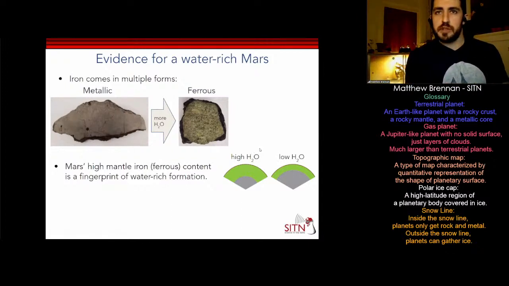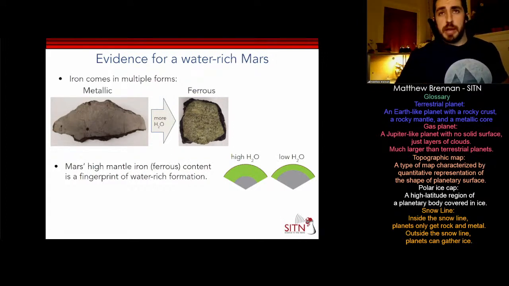This cartoon sort of illustrates that. If you have a high water forming environment, you end up with a lot of ferrous iron, so a larger mantle, whereas if there was no water in that formation environment, much more of the iron would be in the core, which is consistent with the observed density and size of the Martian core.